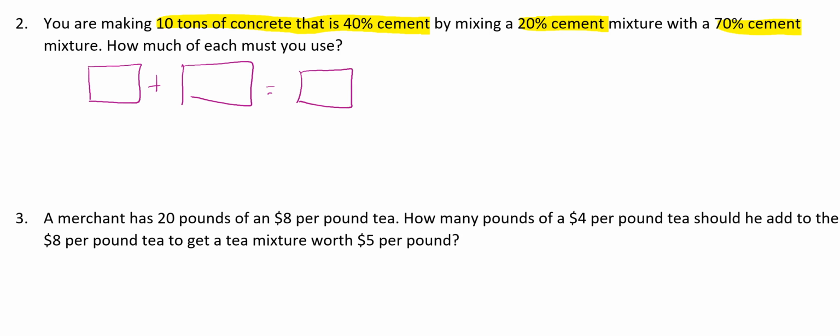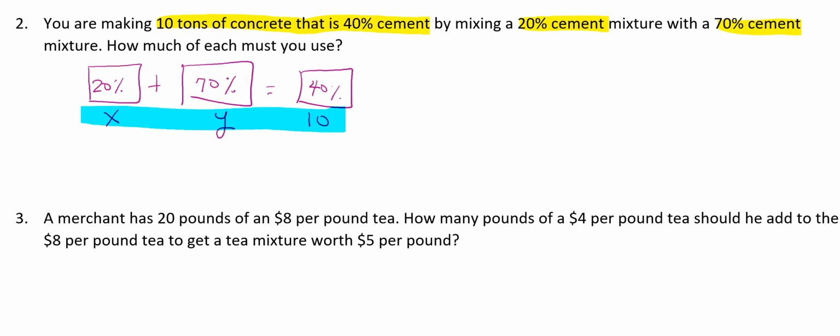We want to make a 40% cement mixture, and we want 10 tons of it. To do this, we're going to mix 20% with 70%. And again, we don't know how much of each, so we're going to let our variables take over here. So our first equation comes from the bottom numbers. x plus y equals 10.